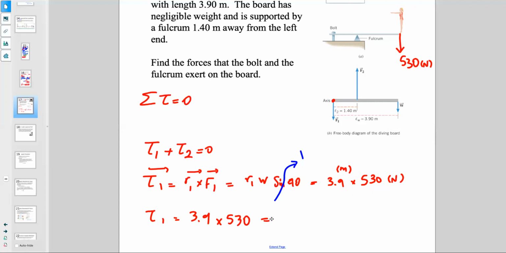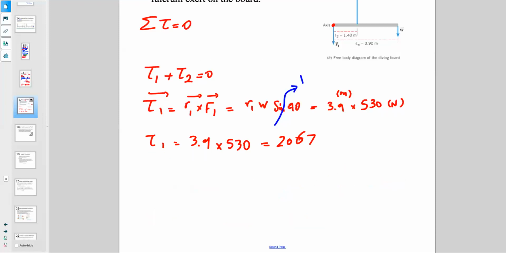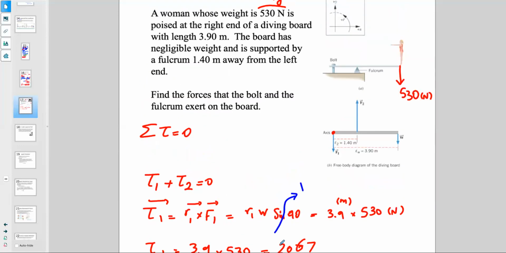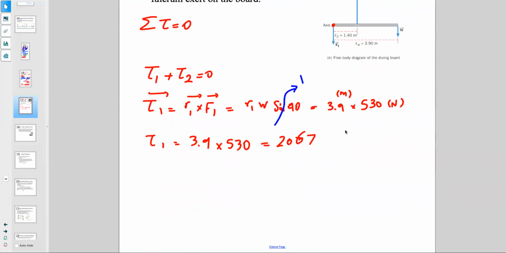If I put that on my calculator, let's see what I get. I got this value, 2067. So that's the value for tau 1. And let's see if it's positive or negative. Which direction is that? Is that causing a clockwise or counterclockwise motion? This is causing a clockwise motion.